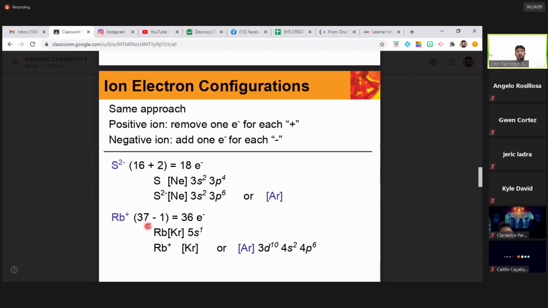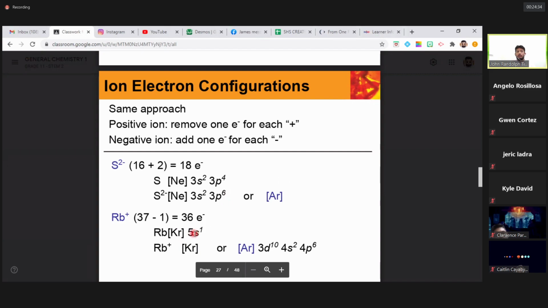Okay? And here, rubidium, for example. Rubidium is 37 minus 1, release 1. Kasi pag plus yan, magma-minus ng electron. Pag minus, magpa-plus. So you have a total number of electrons for rubidium 1 plus, a cation, 36 electrons. So the neutral atom rubidium has an electron configuration of krypton 5s1.